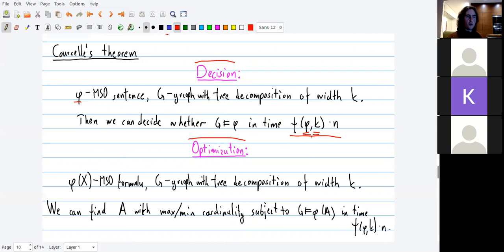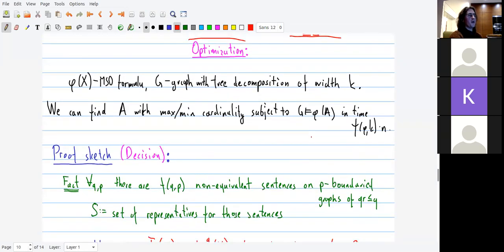So for instance, I wrote just a constant size formula saying that the graph is Hamiltonian. From this theorem, I could get an f of k times n time algorithm for checking whether the graph is Hamiltonian. The f of k will be much worse than the one that we gave explicitly before, but it will still give you an FPT algorithm. And the optimization variant is kind of similar.